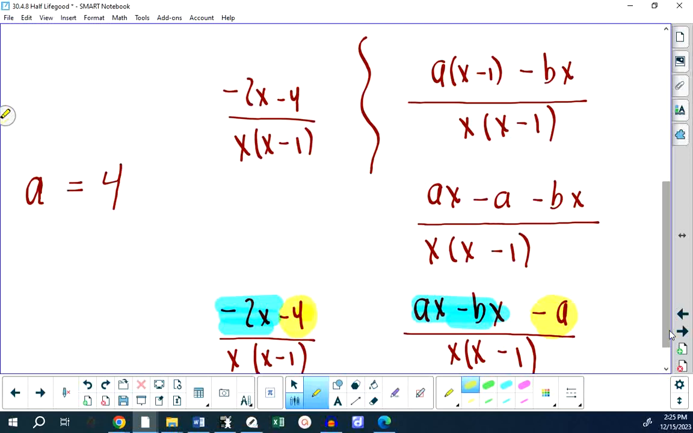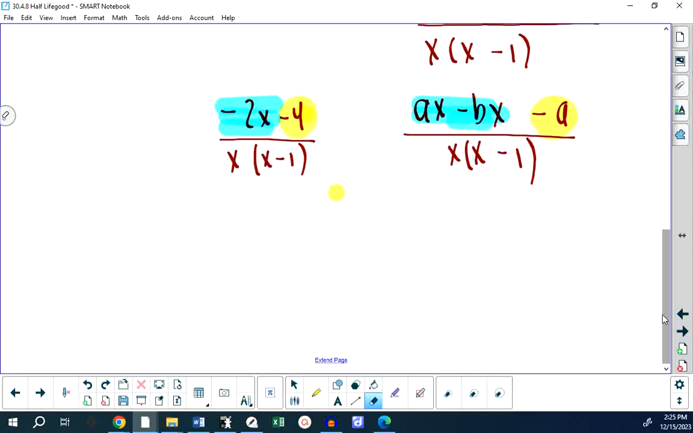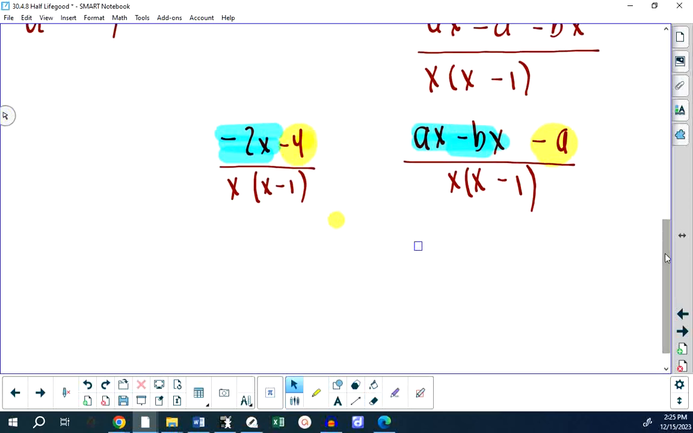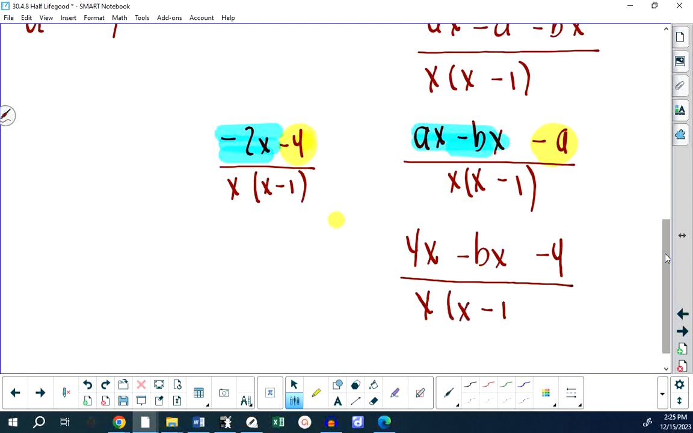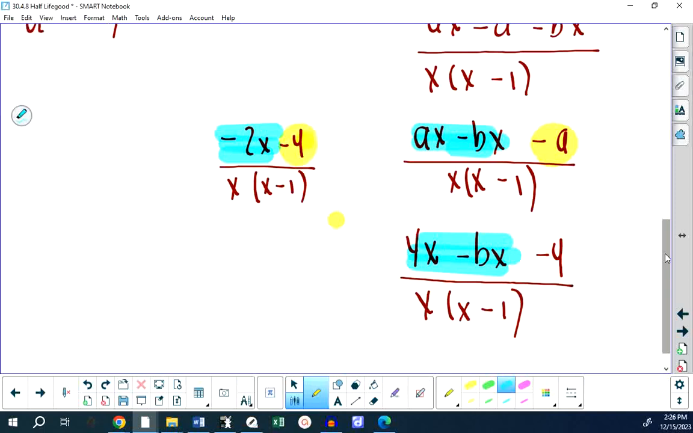Now, what about b? Well, I guess we can put 4 in here for a and get 4x minus bx minus 4 over x times x minus 1. But this has to give us negative 2x. So what will we take away from 4x to get negative 2x? We would have to subtract 6x. And that means that b is 6.